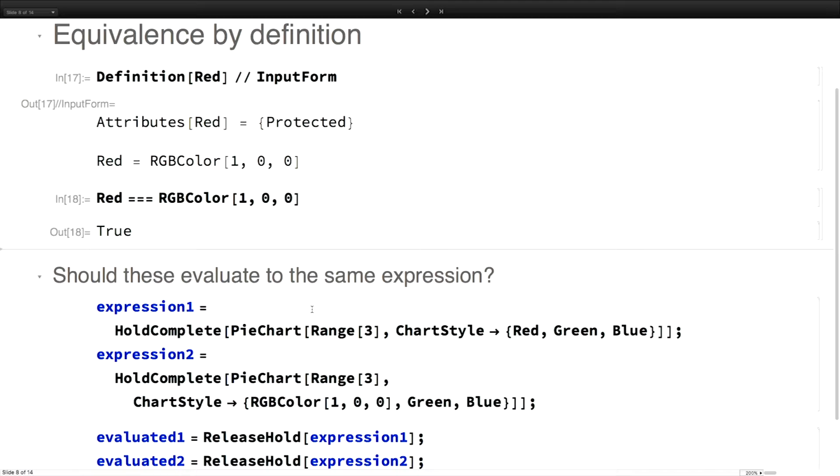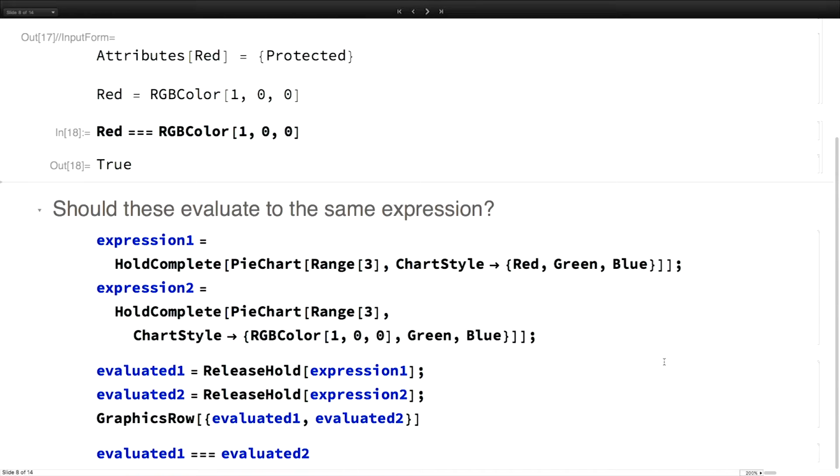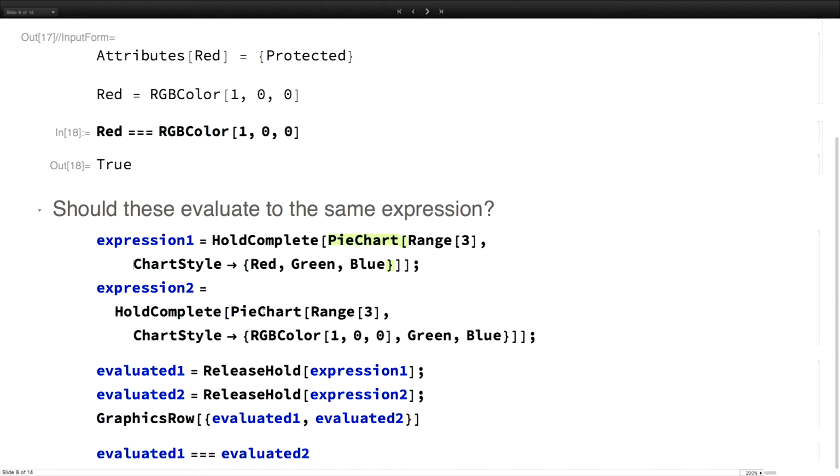So you would think... the sizing kind of threw off the alignment here. And I don't know how to use a Mac, so I'm just going to leave it that way. But these are otherwise the same expression, except for the red and the RGBColor.